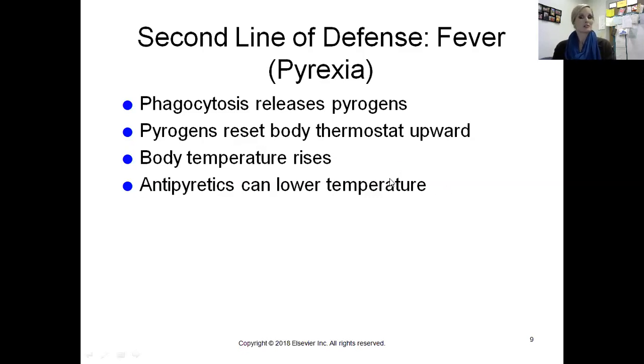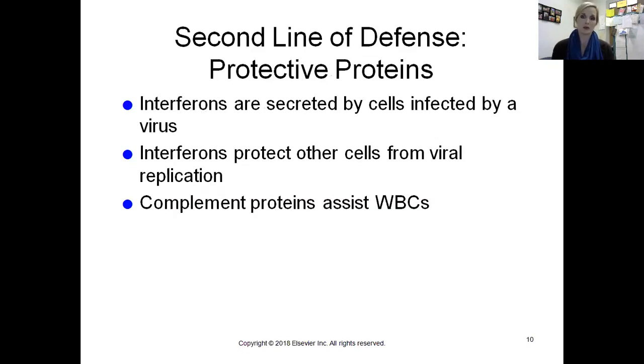But that's what fever does. It is part of that second line of defense, recognizing that something is here that needs to be killed off. So that's what a fever is doing. It's trying to get rid of it by extreme heat.